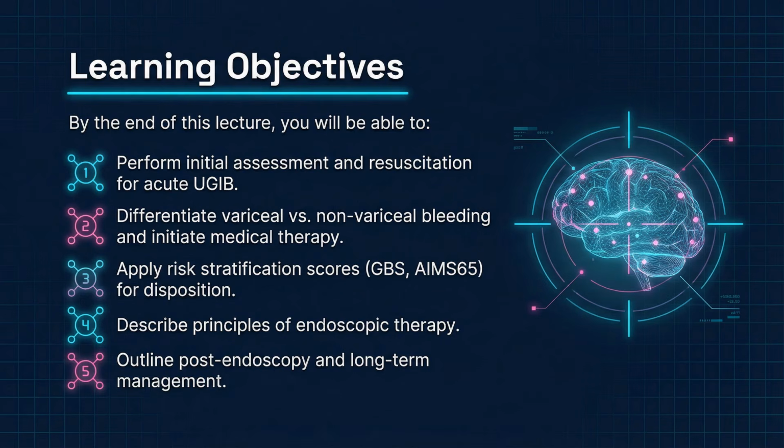By the end of this lecture, you will be able to, first, perform the initial assessment and resuscitation of a patient with acute upper GI bleeding. Second, differentiate between variceal and non-variceal bleeding and initiate appropriate initial medical therapy. Third, apply risk stratification scores like the GBS and AIMS65 to guide patient disposition and prognostication. Fourth, describe the principles of endoscopic therapy for both variceal and non-variceal bleeding. And finally, outline the key components of post-endoscopy and long-term management.